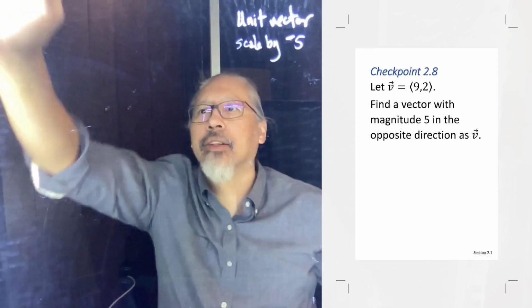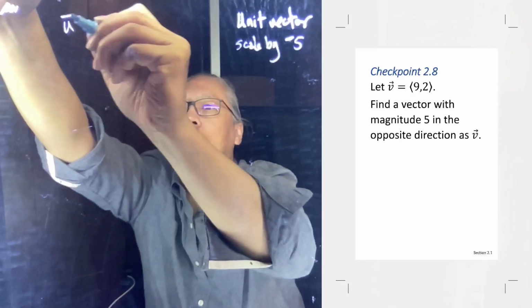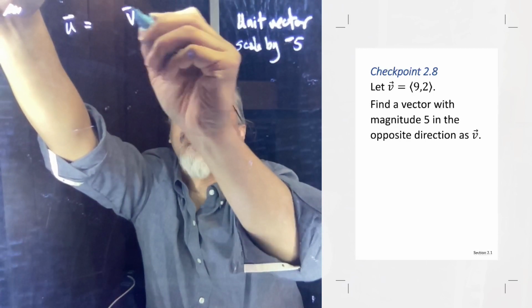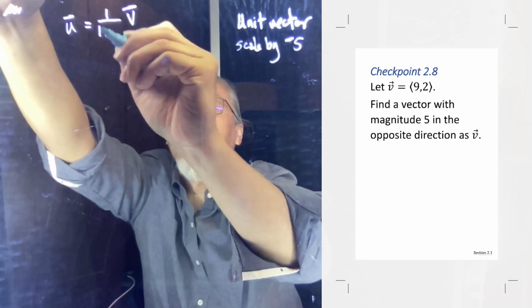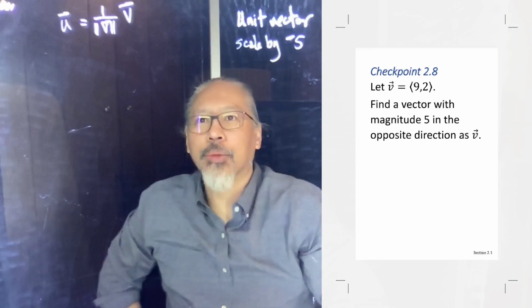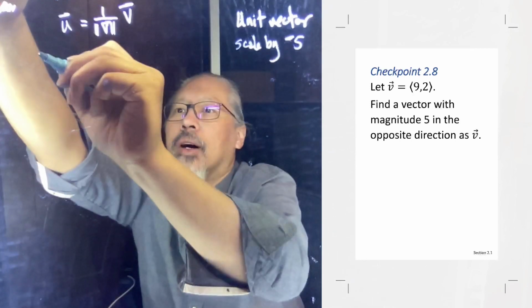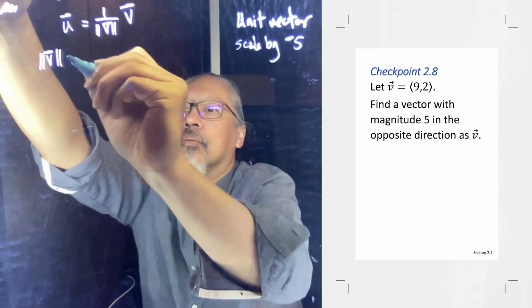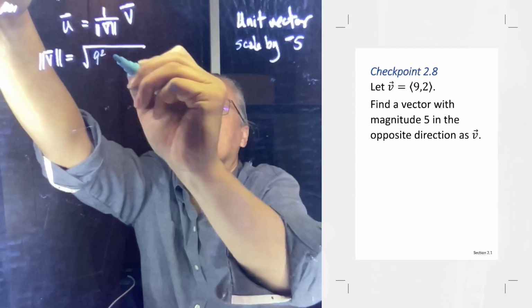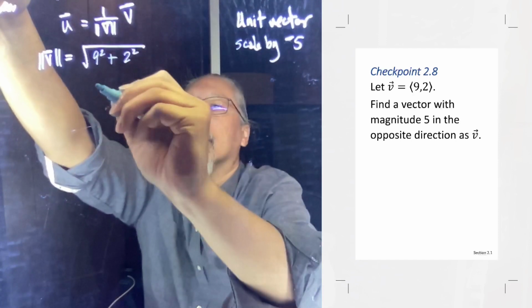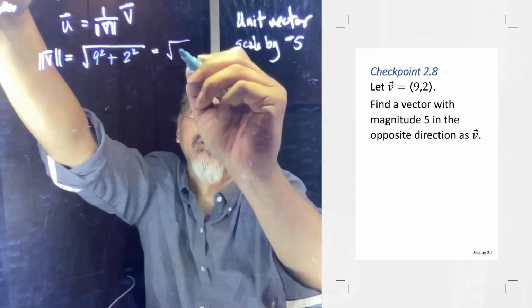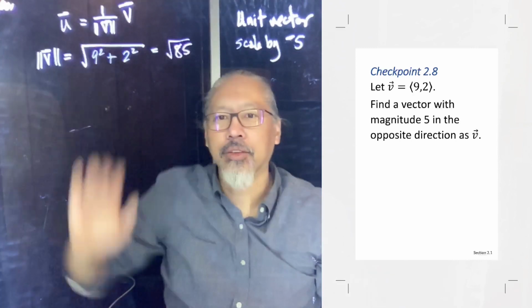Alright, let's find a unit vector, and to find a unit vector, we'll call it u, we're going to take our vector v and divide it by the magnitude of v. So we can think about that as multiplying by the reciprocal of the magnitude, which means we want the magnitude of v. And that is going to be the square root of the first component squared plus the second component squared. And that's 81 plus 4, the square root of 85.